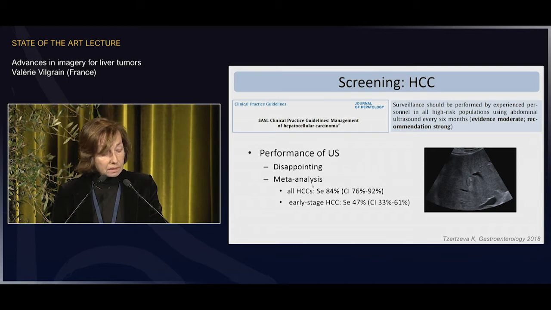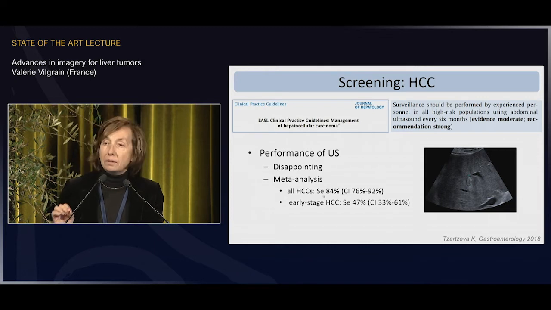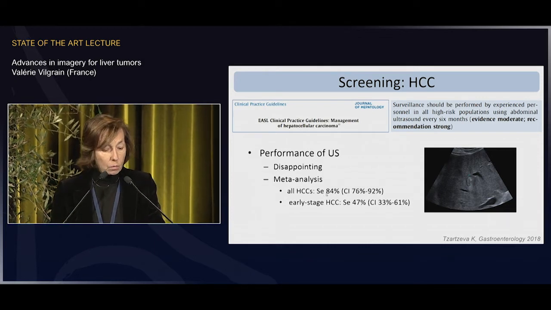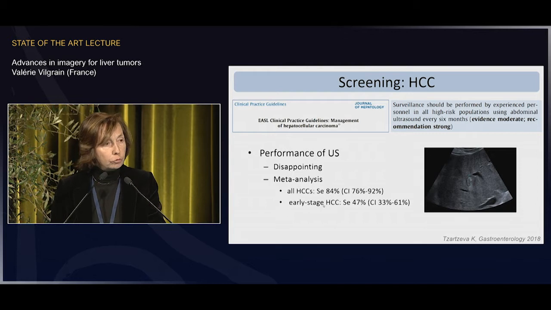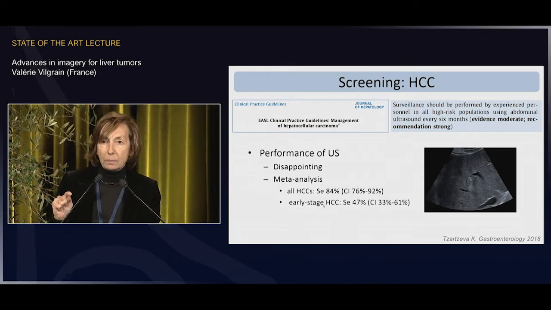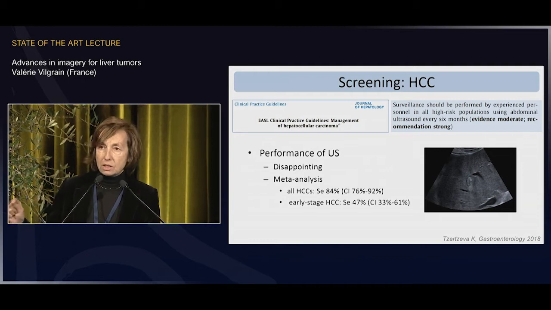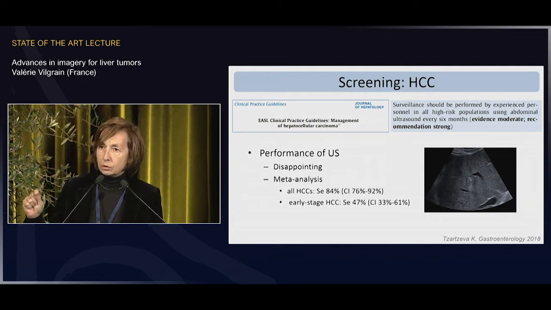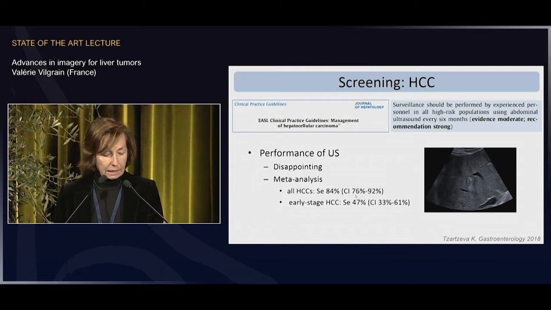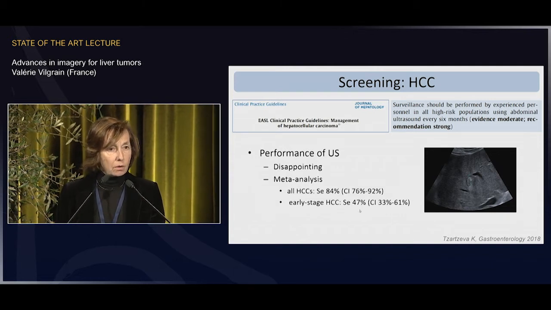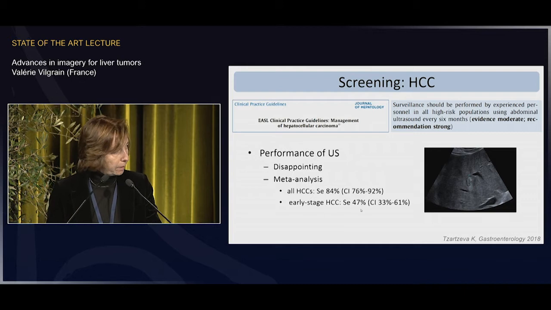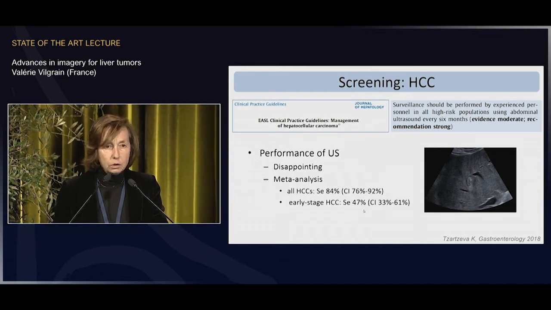This is a recent meta-analysis showing that, yes, sensitivity to depict HCC is more than 80%, but if we look at the sensitivity to depict small-sized HCC, so early-stage HCC that are amenable to a curative surgery, here clearly the sensitivity drops down, and we cannot say that we are really happy with that. So how can we do better?